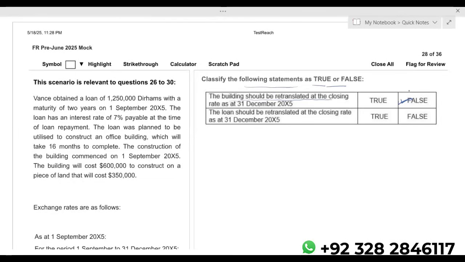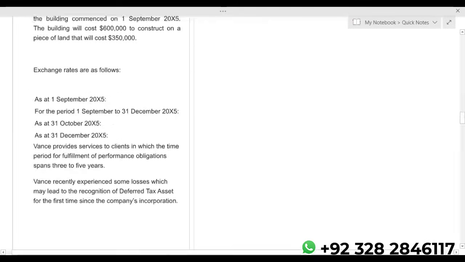You should have seen a number of questions, even in IAS 16, where sometimes we revalue during the year, sometimes even at the start of the year. So number one, building is a non-monetary asset. Second, according to IAS 21, if non-monetary assets are carried at fair value, they will be retranslated, but whenever the fair value adjustment is carried out, not at closing rate. So false. The loan should be retranslated at the closing rate. Yes, loan is a monetary item, so you have to retranslate on each SOFP date, and on the retranslation of monetary items, whatever exchange gain or loss comes, that goes to the income statement.